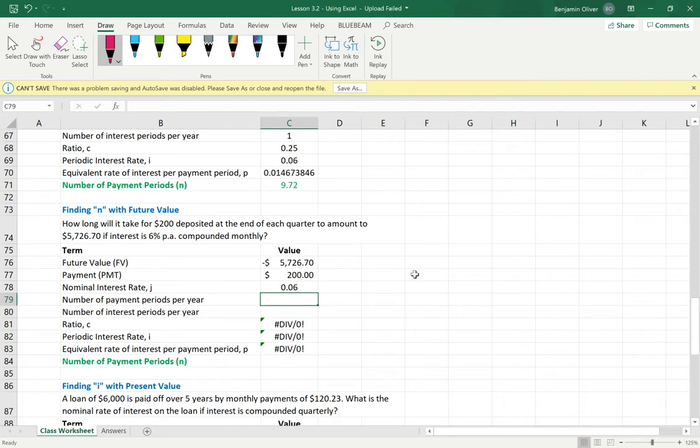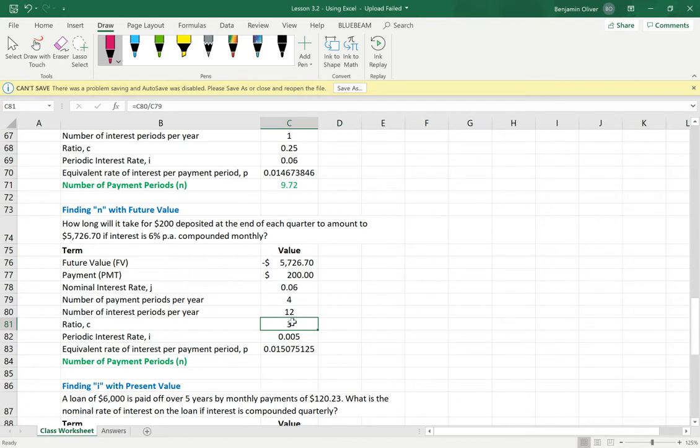And your number of payment periods per year, you're paying at the end of each quarter, which means number of payment periods is 4. And your number of interest periods per year, interest is compounded monthly. So your number of interest periods is 12. So again, that calculates the ratio, the periodic interest rate, and the equivalent rate of interest automatically using these inputs.